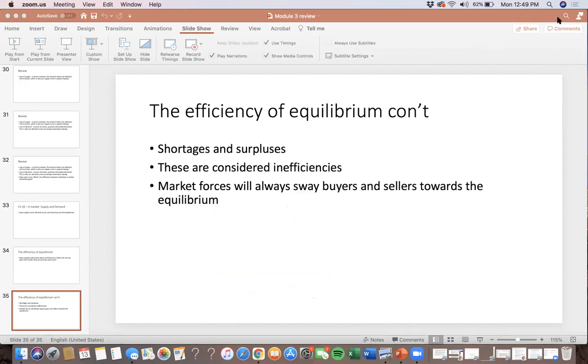All right, that kind of wraps up the overview of supply, demand, and bringing them together in a market. There will be one more review video on chapters 21, 22, and 23, and exercises for the supply and demand schedules and working through that.